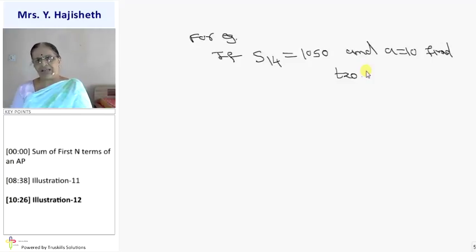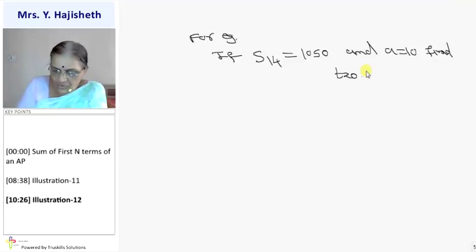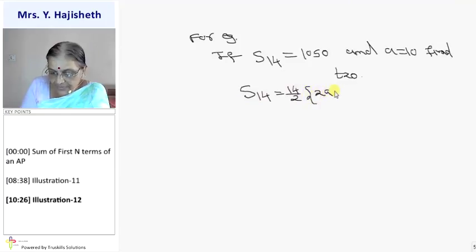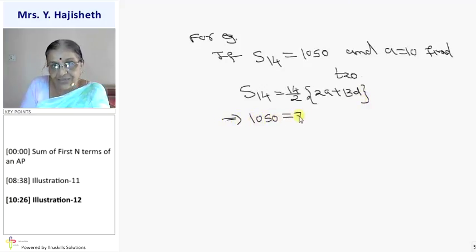For T20 I want a and d both. a is given, so our ultimate aim is to find d. So how do I find d? By using the given data. S14 is 14 by 2 in bracket 2a plus n minus 1, that is 13 d. S14 is given as 1050. 14 by 2 is 7. 2a is given as 20. But d is not given. So here d is missing.